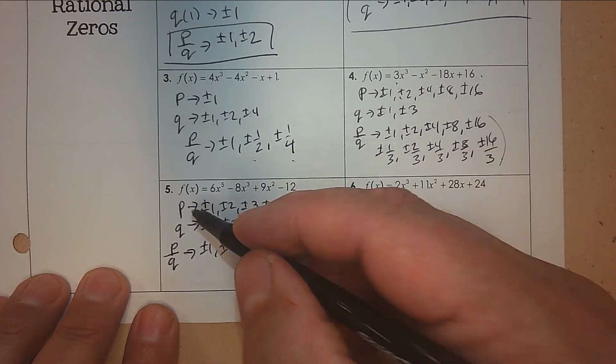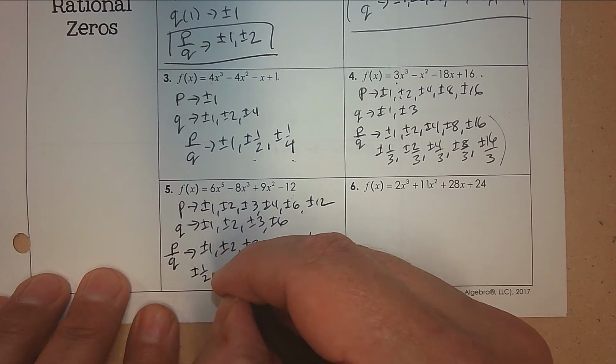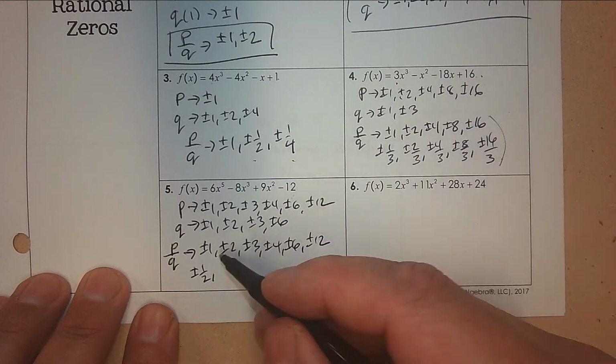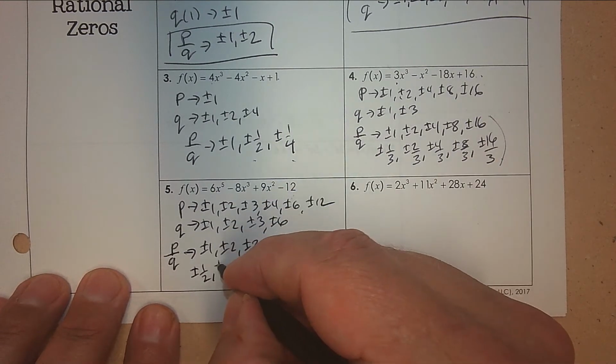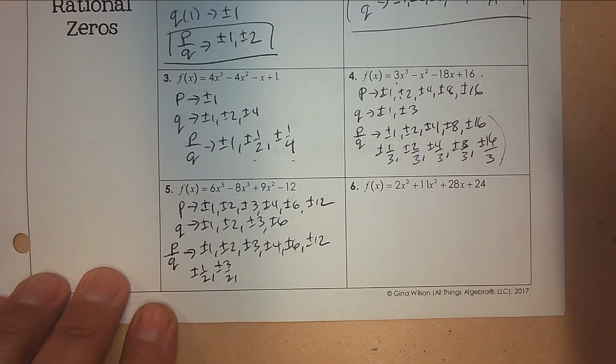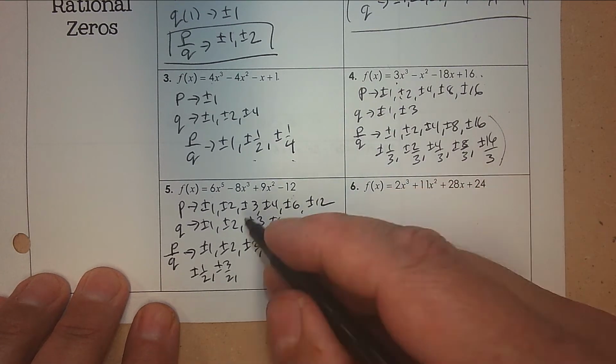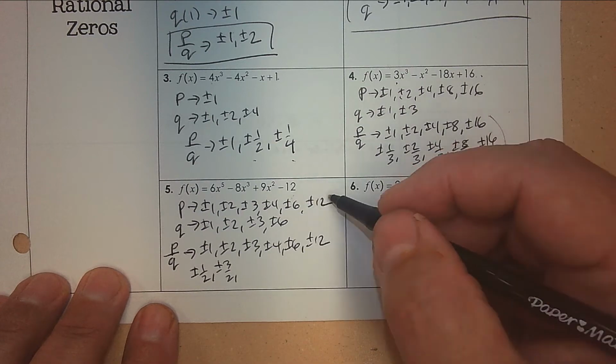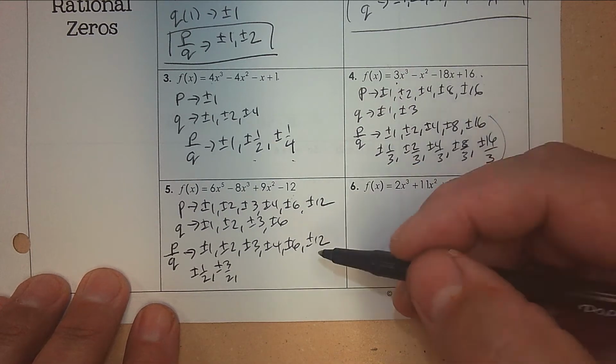So 1 divided by 2, but 2 divided by 2 is 1. It's already on my list. 3 divided by 2, not on my list. 4 divided by 2 is 2, on my list. 6 divided by 2 is 3, on my list. 12 divided by 2 is 6, on my list, so I don't write it down.